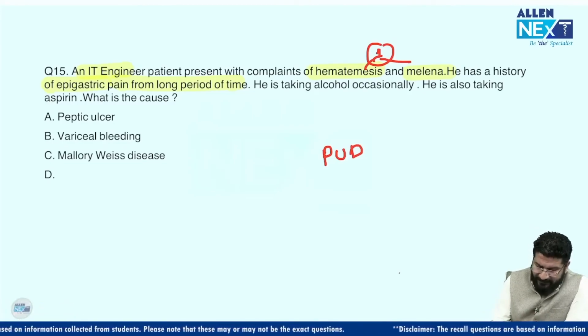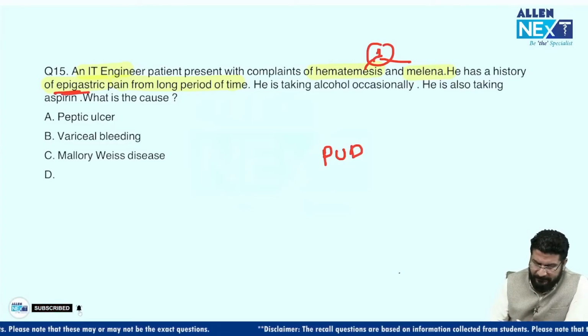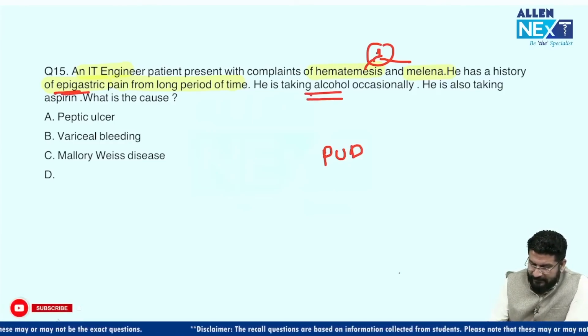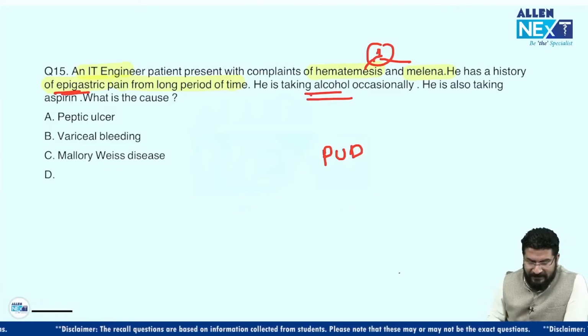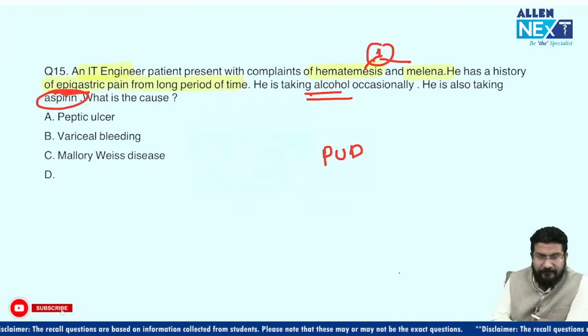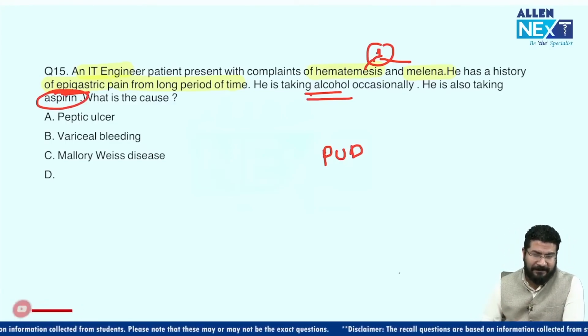Then he is having epigastric pain. Epigastric pain is a common feature of peptic ulcer disease. Then he is taking alcohol occasionally. Many of you confuse the question by seeing the word alcohol. He is also taking aspirin. And aspirin and NSAIDs are common causes of peptic ulcer.